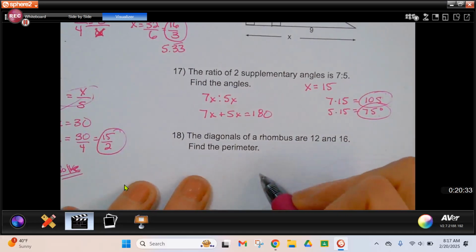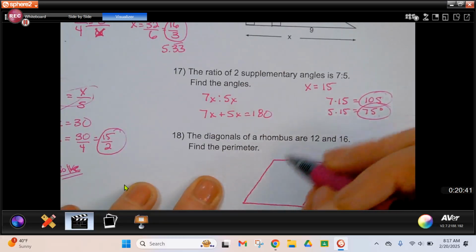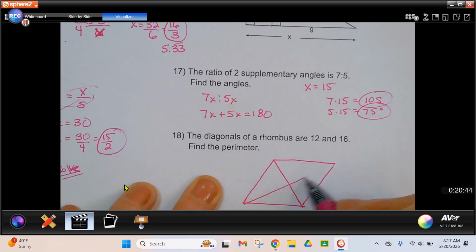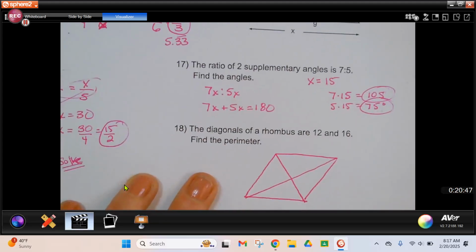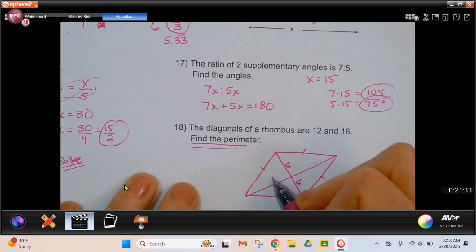Okay, number 18, last one. The diagonals are 12 and 16 in a rhombus, so I'm going to draw a rhombus. And these diagonals here, one of them is 12 and one of them is 16. And I want to find the perimeter. That means I need to find the length of the sides. Well, you need to remember all the sides are the same length, right? And the diagonals bisect each other. So if one of them is 12, then this is 6 and this is 6, right? They're cut in half. This diagonal is 16, so it's cut in half.